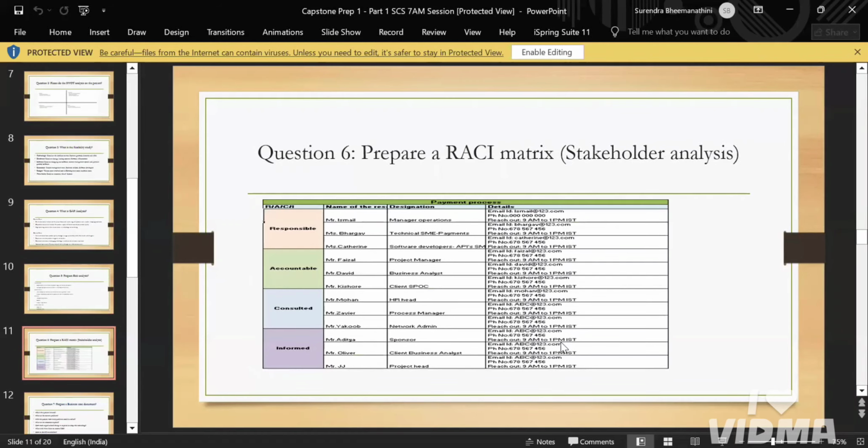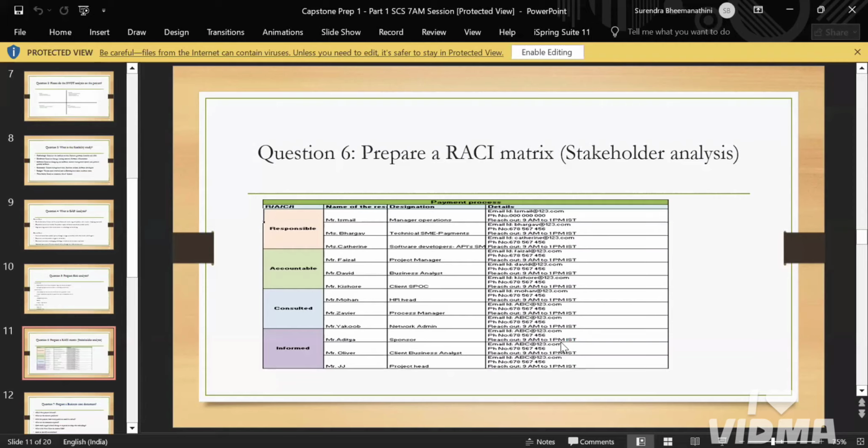And here we need to prepare a RACI matrix. The matrix comes under stakeholder analysis. The RACI matrix is based on who is responsible, who is accountable, and who is consulted and informed in this project. For example, we have Mr. Anthony. He is accountable for this project because he is giving the budget, right? So he is accountable. And here, who is responsible? The project manager is the responsible one.